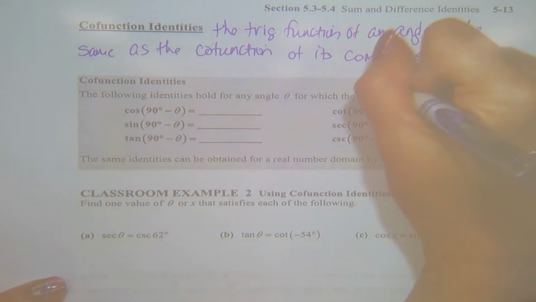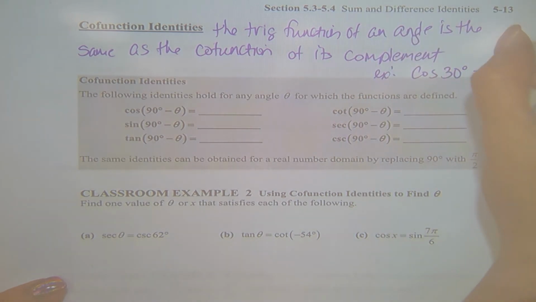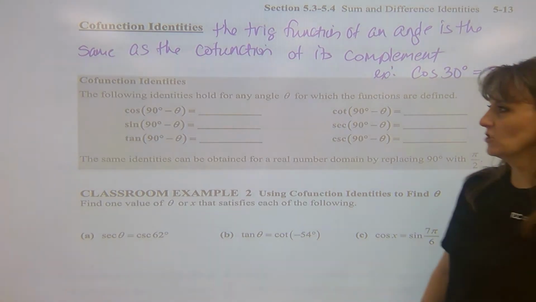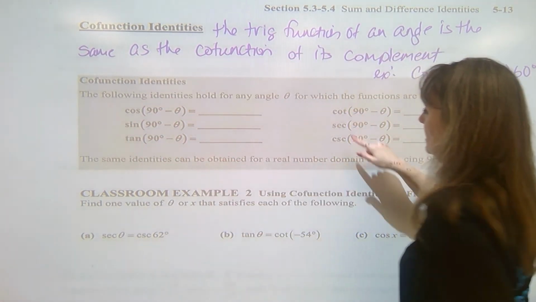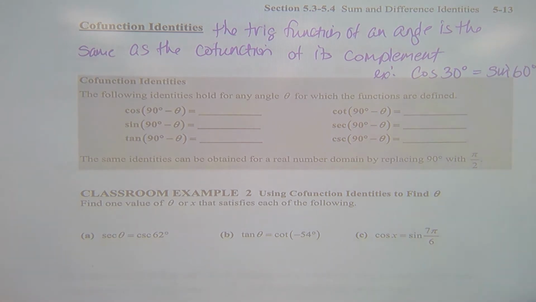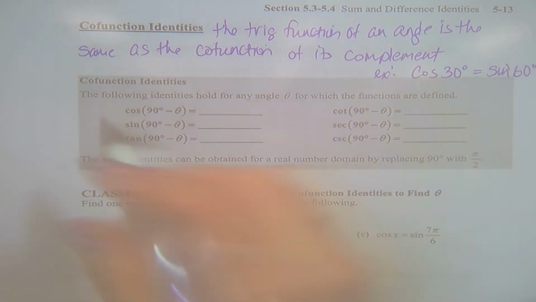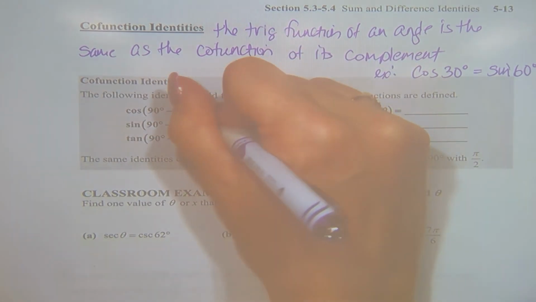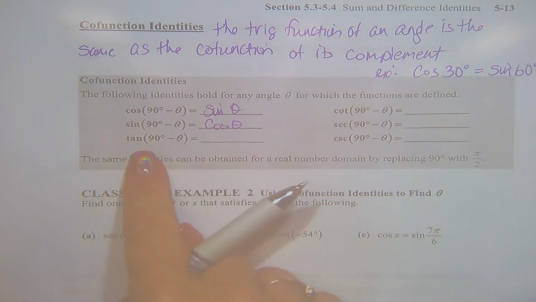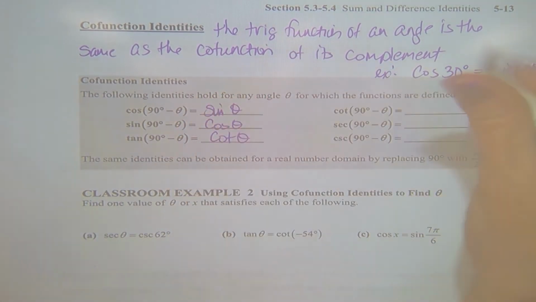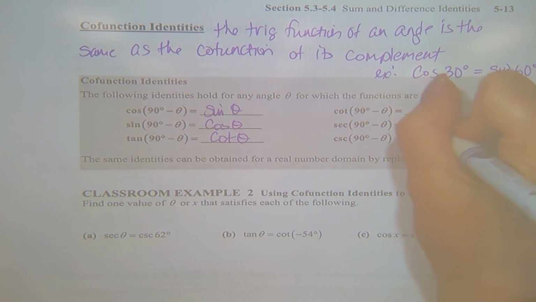So what this says, for example, is that the cosine of a 30-degree angle is going to be equal to the sine function value of a 60-degree angle, because cosine and sine are cofunctions, and 30 and 60 degrees are complementary angles. Cofunctions: cosine and sine, tangent and cotangent, secant and cosecant. Those are my cofunctions. So cosine of 90 minus theta is equal to sine of theta. Sine of 90 minus theta is equal to cosine theta. Tangent of 90 minus theta is equal to cotangent theta. And then fill in the rest.